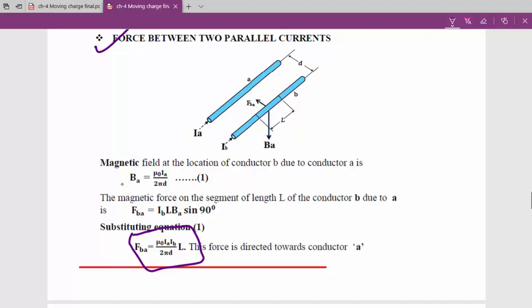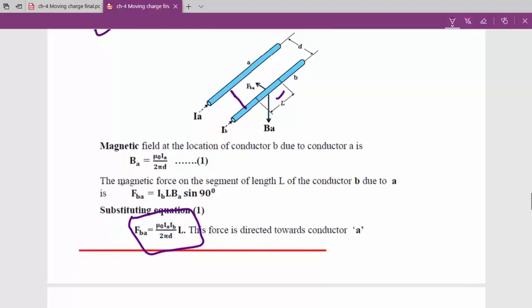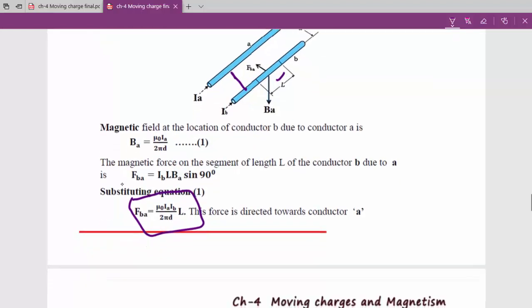What is I_A? Current in conductor A. What is I_B? Current in conductor B. What is L? Length of the conductor on which the force is acting. See here, marked here, the length of the B conductor on which the force is acting. What is D? Distance between the two conductors. You can see the distance between the two conductors. D is the distance between two conductors. What is F_BA? Force on B conductor due to A conductor.